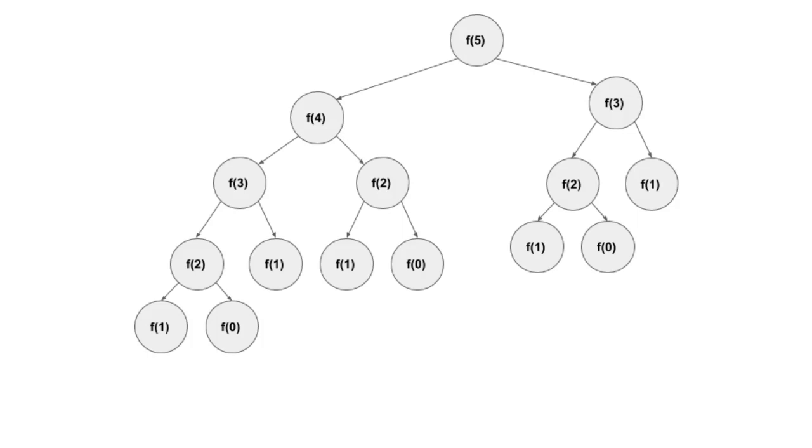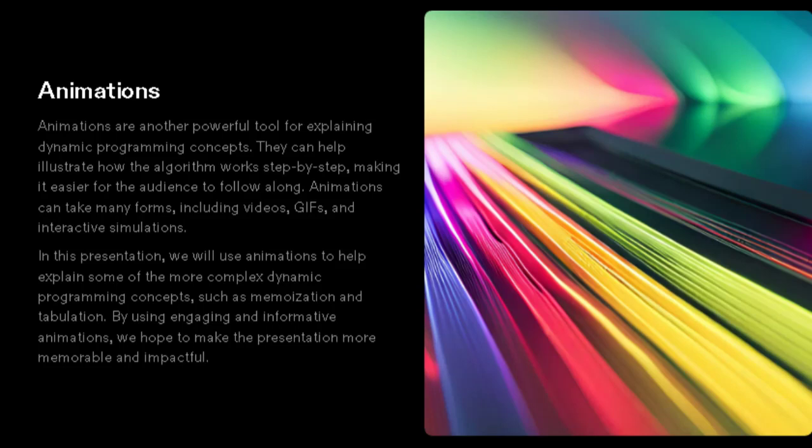The arrows and nodes in these diagrams depict the relationships and dependencies between subproblems, guiding the algorithm towards finding the optimal solution. Animations are another powerful tool for explaining dynamic programming concepts. They can help illustrate how the algorithm works step by step, making it easier for the audience to follow along. Animations can take many forms, including videos, GIFs, and interactive simulations. In this presentation, we will use animations to help explain some of the more complex dynamic programming concepts, such as memoization and tabulation. By using engaging and informative animations, we hope to make the presentation more memorable and impactful.